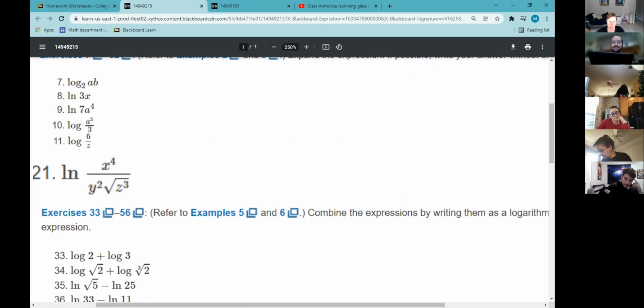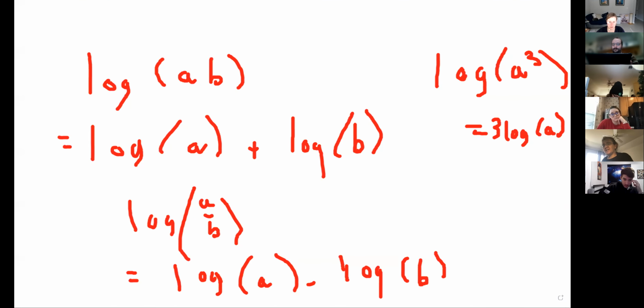Let me just share a whiteboard. The answer for number 9 is going to be 4 ln 7 plus 4 ln a, right? Like we move the 4 to the front of ln. That's what I did. ln of 7a to the 4th is what we had, right?